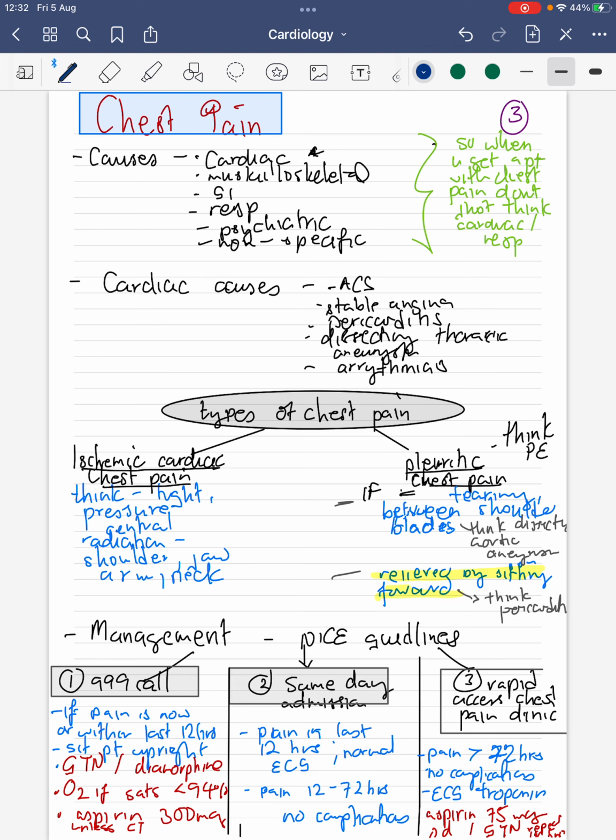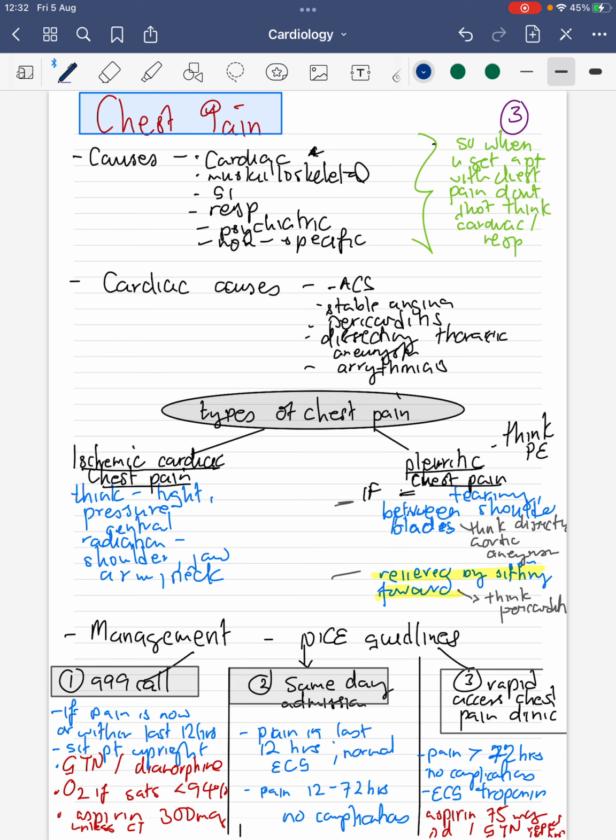And then if the patient says the pain is sort of tearing between the shoulder blades, we are thinking here dissecting aortic aneurysm. And if they say I have pain in my chest and each time I sit forward the pain is better, we're thinking pericarditis. We will go into more depth in these different conditions, just to know how to go about investigating and how to identify. And in terms of a pleuritic chest pain, we're thinking pulmonary embolism.